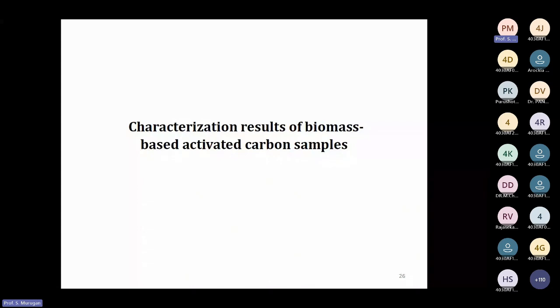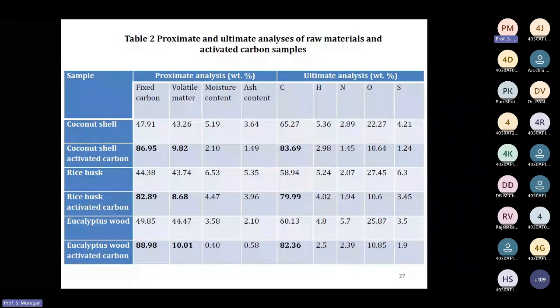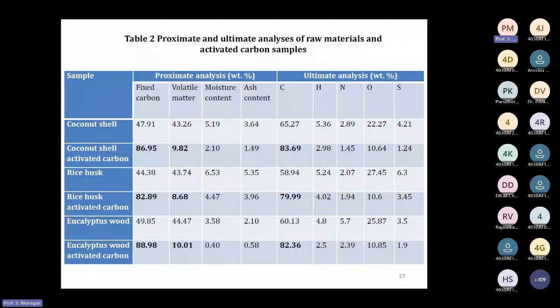So whatever the sample you take for characterization, first you have to do proximate analysis and ultimate analysis. What is proximate analysis? A proximate analysis will give you an idea of how much fixed carbon, volatile matter, moisture content, and ash content are present in your substance, in your activated carbon. That is called proximate analysis.